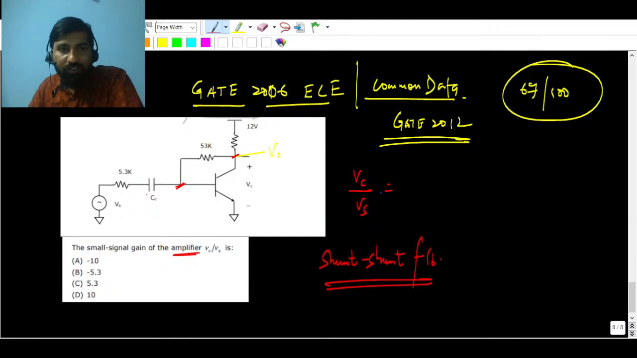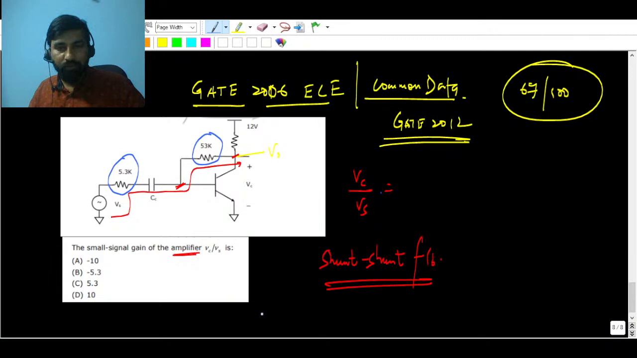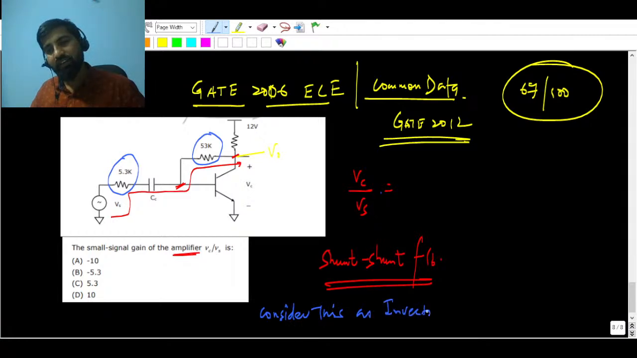So here you can see, you have to travel from here to here to here to here. These capacitances you can short, because after all you are trying to find the small signal gain. These capacitances will be short circuited, they are the coupling capacitances, so don't worry about all those things. So your answer is going to be this upon this. You can consider this as an inverting op amp.